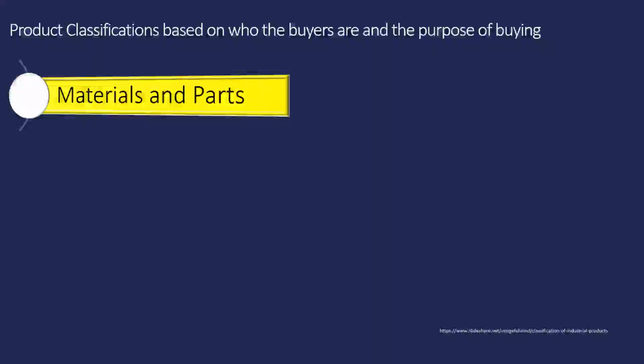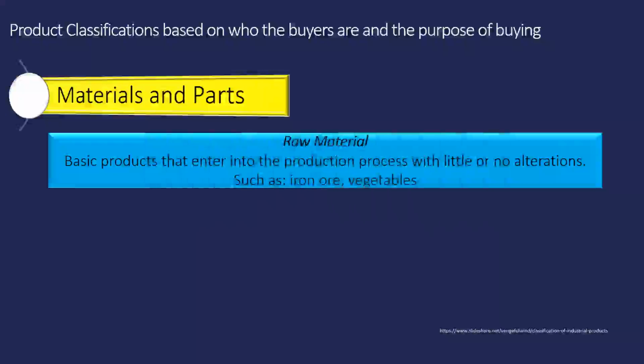The materials and parts themselves can be divided into three different things. The first one is raw material. I think you can read it by yourself. I just want to go to the example: iron ore and vegetables, which really means that raw material is really the raw one. It has no shape. It has not been produced or manufactured before. It's just the raw things that you take directly from nature.